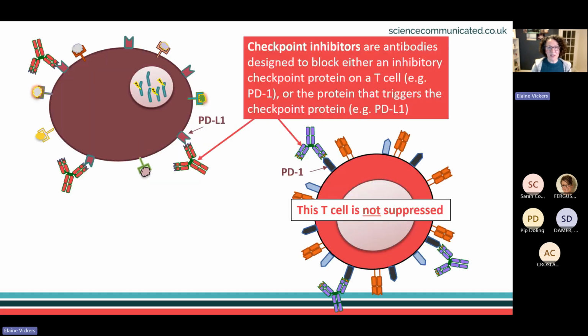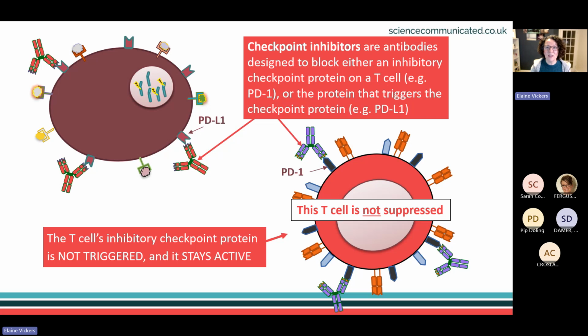What our checkpoint inhibitors do is to stop PD-L1 connecting with PD-1. So you're preventing that inhibitory signal from being triggered. If you can prevent PD-L1 from connecting with PD-1, the T cell does not receive the instruction to become suppressed or die. Instead, it does the opposite. It stays alive and it stays activated.